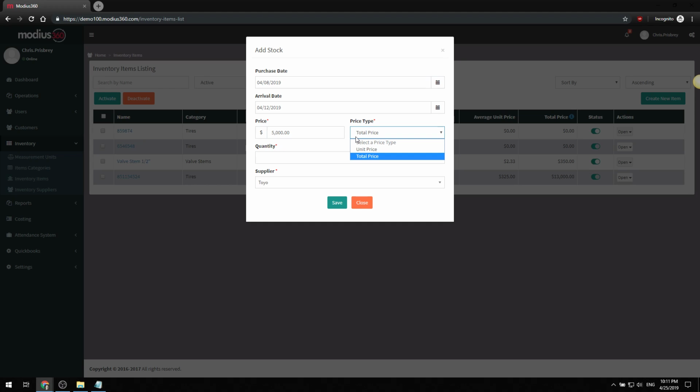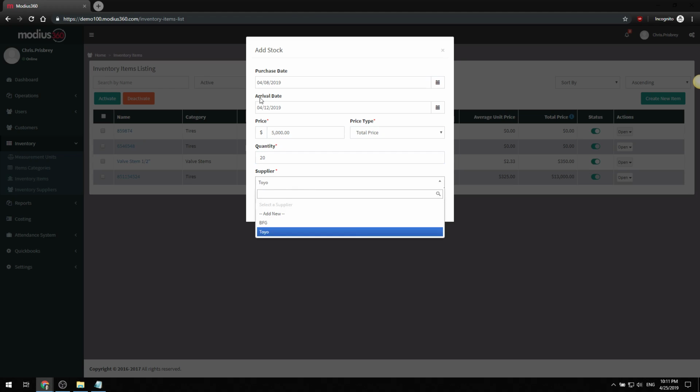You also want to make sure that this price field is the total price that you paid, that it includes its fully landed cost. So it's the price of the item, including tax, shipping, and freight. Any of those things that you have to pay, you want to make sure all of that is taken into consideration, so that when you put this in here, you're actually understanding what the cost of this particular item is. So we're going to say $5,000 total price, and we bought 20 tires.